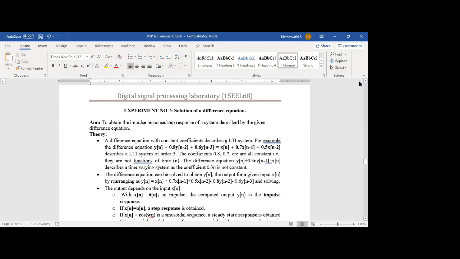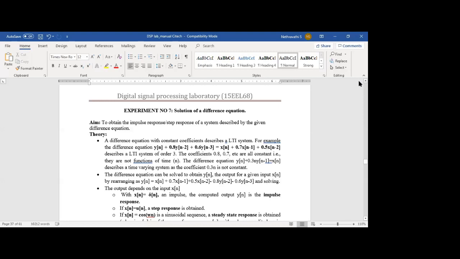But what we are trying to do here is find the response. It can be an impulse response, a step response, or a steady state response. The steady state response is obtained when the input is a sinusoidal sequence. So the response can be obtained in three different forms.